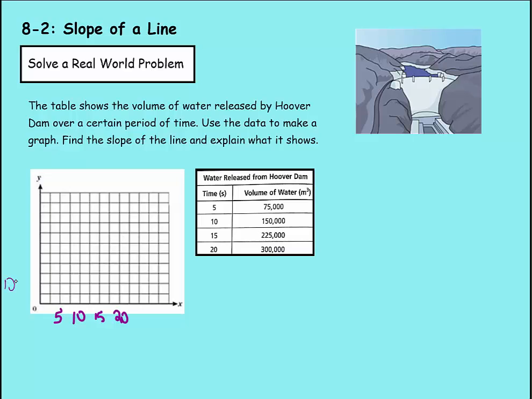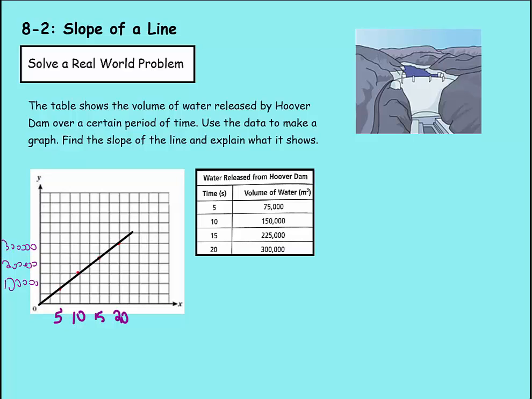So that would be 100,000. This will be 200,000. And this becomes 300,000. So after 5 minutes, 75,000 gallons have been released. We could plot that right about there. After 10 minutes, 150,000 gallons have been released, which is right on that point. 15 minutes is 225,000, and 20 minutes is 300,000. You notice this is following a linear equation. So we could plot this point out.